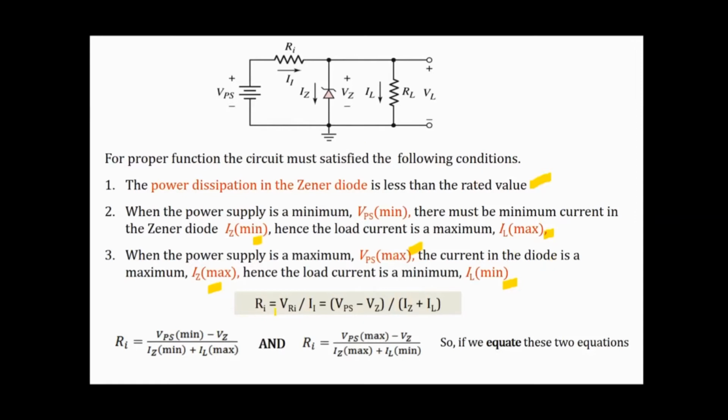So you know that Ri is equivalent to the voltage across Ri over the current I in. VRi is equivalent to VPS minus VZ, and I in based on KCL is equivalent to IZ plus IL. We already established this. Therefore, if your VPS is min, the I in is equivalent to IZ min plus IL max. Basically, if your VPS is min, your IZ will be min. Similarly, if your VPS is max, then IZ will be max and your IL will be minimum.